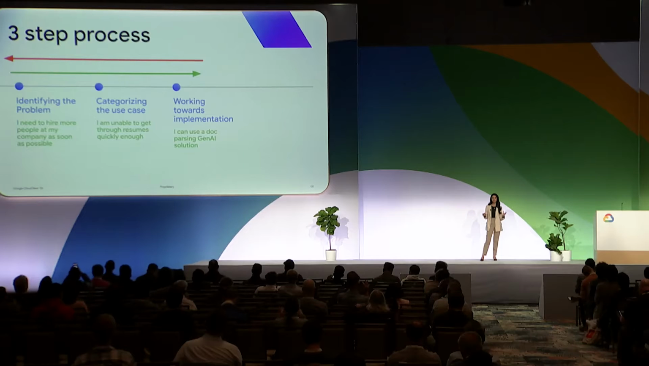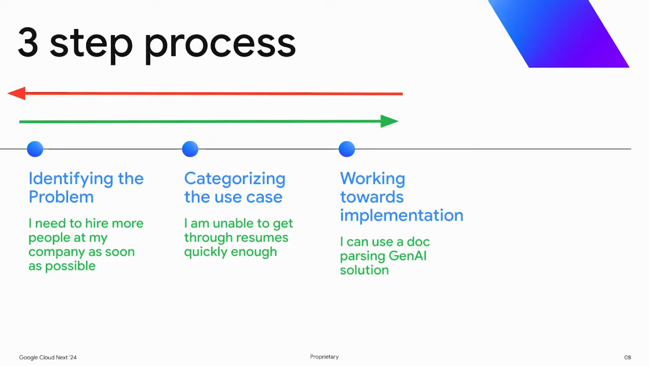Identifying the problem looks like making a statement like, I need to hire more people at my company as soon as possible. We're growing, we're scaling, we need to get more people. And then categorizing that use case into what it really looks like in a bucket is saying, specifically, I want to get through resumes more quickly. There's lots of things you can do to improve the hiring process, right? And one aspect of them is getting through resumes more quickly.